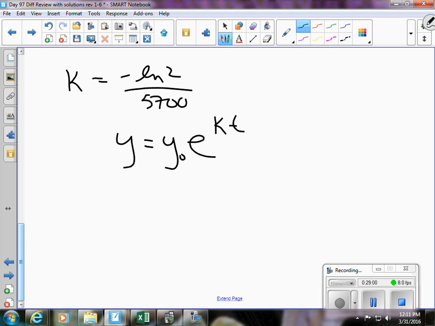Anytime you're just given percents instead of real values, make your starting value 100 since it doesn't matter. But here's the thing. In this formula, y has to be how much you have, not how much is gone. So if you started out with 100 and 90% decayed, how much do you have left? 10%, right? And so 10% of 100 is 10. Then I have my E, I have the K, negative ln of 2 over 5,700, T. Then you can solve for T. Find out how old the sample is. That's a lot of years.